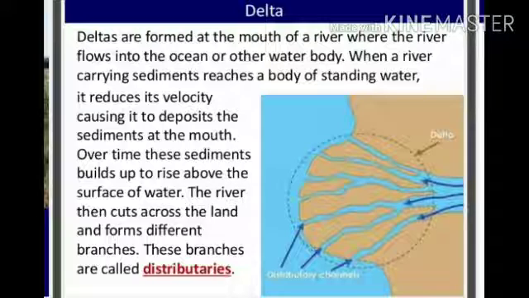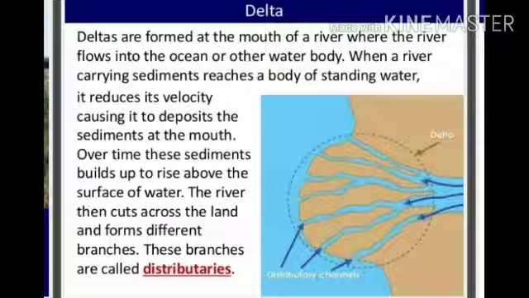Deltas are formed at the mouth of a river where the water flows into the ocean or other water body. When a river carrying sediments reaches a body of standing water, it reduces its velocity and deposits the sediments at the mouth.